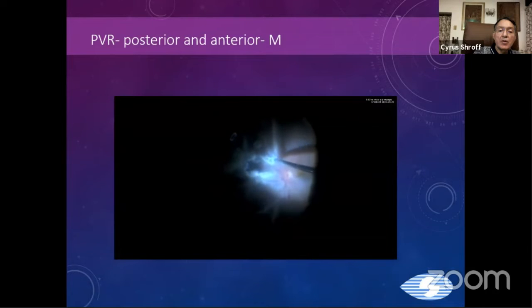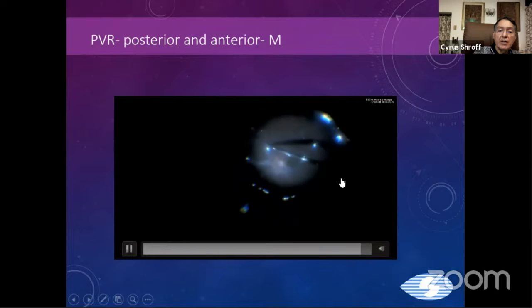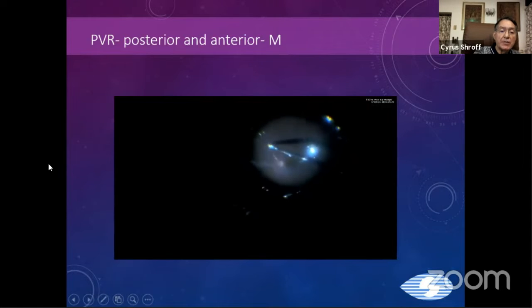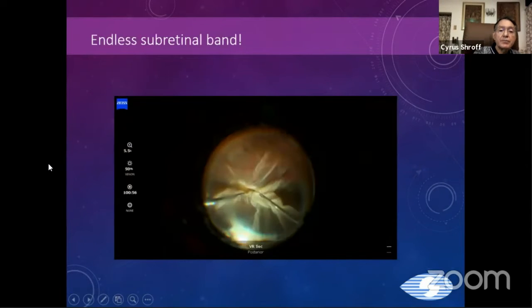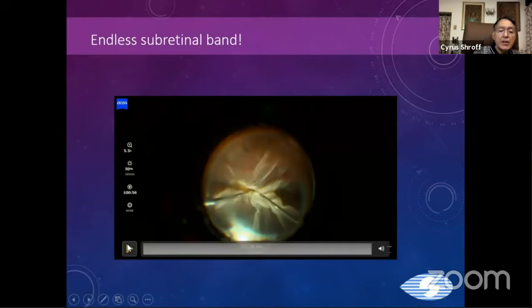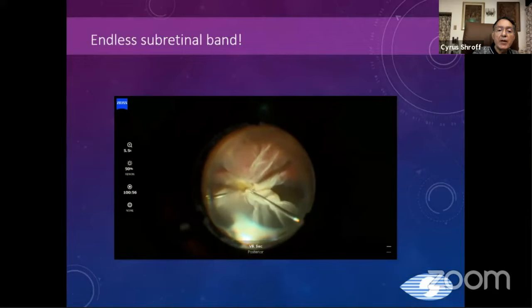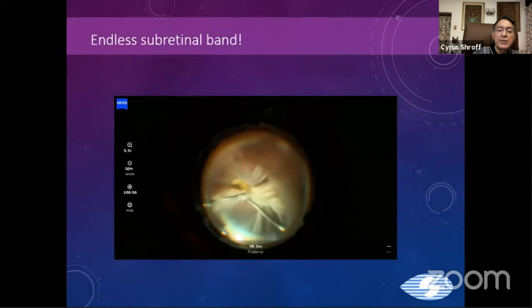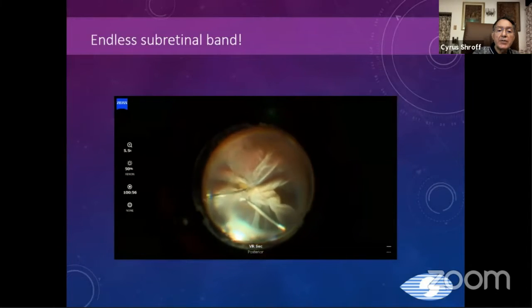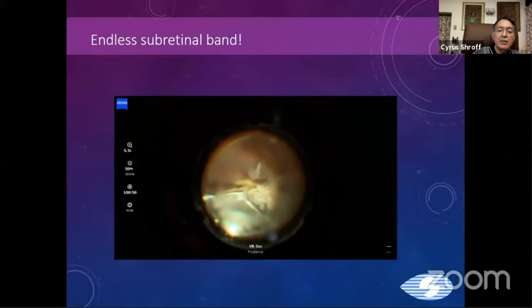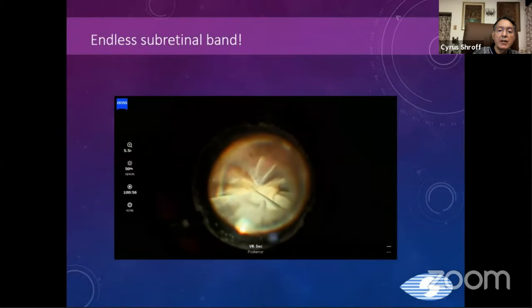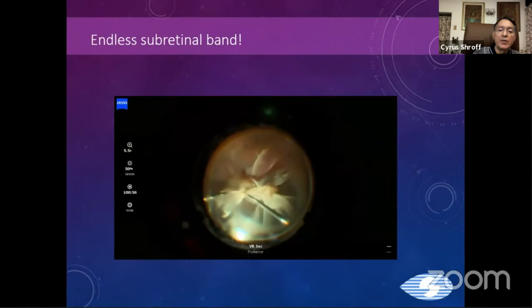So here's the retinotomy there and the fluid air exchange. The retina settles and then the silicone oil will be injected. This is another case where the retina was held taut by extensive subretinal bands. And again, we see how bimanually it can be elegantly and efficiently removed.